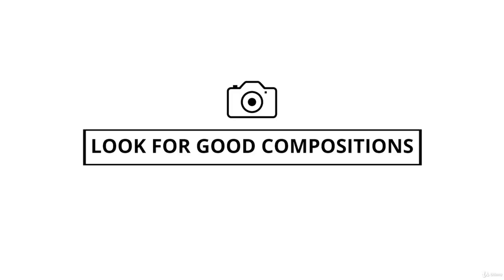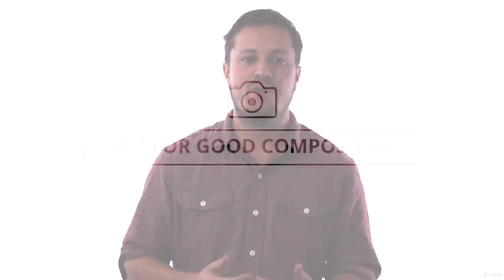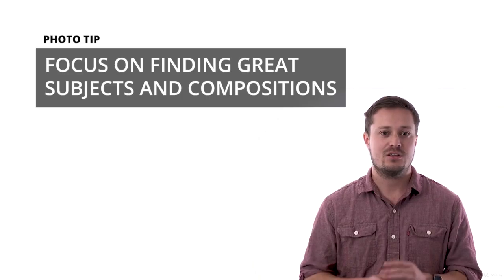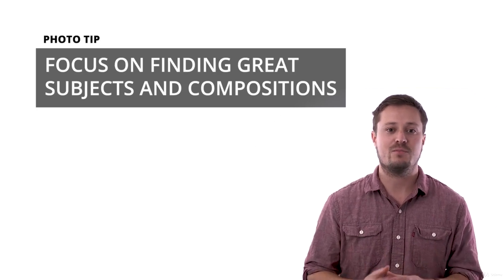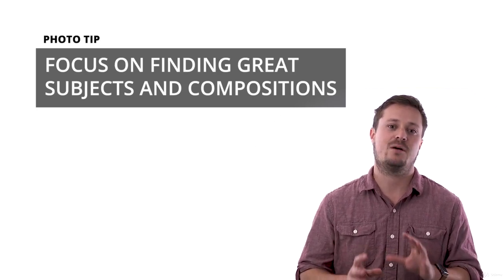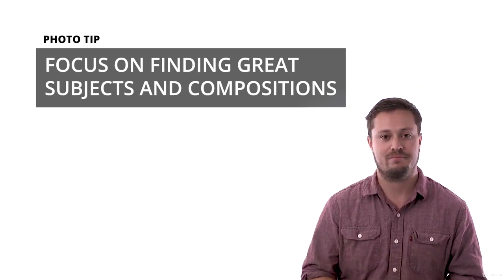Look for good compositions. Because you're limited in how you can manually adjust your settings to be creative in terms of exposure, great smartphone photography is mostly about finding great subjects and composing them beautifully. You'll learn the basic rules of composition in the composition section in this course. Use those tips with your smartphone.